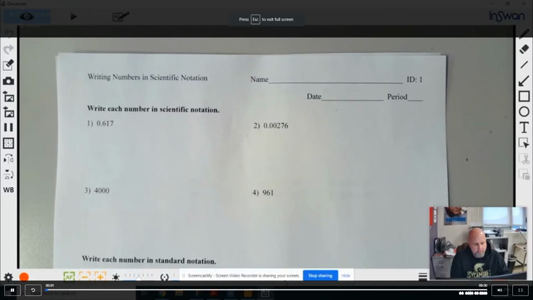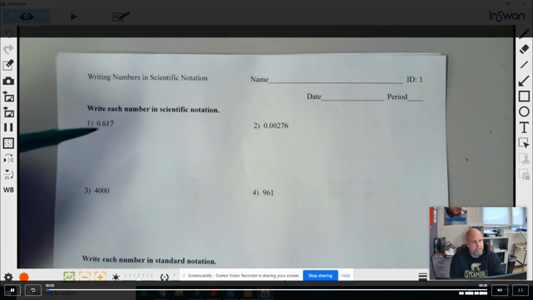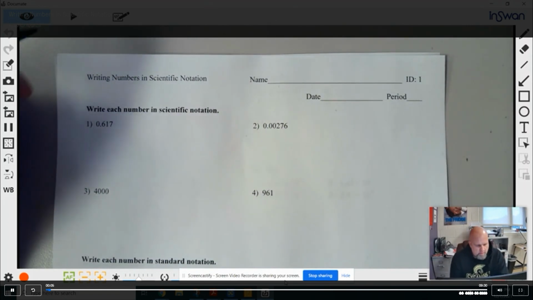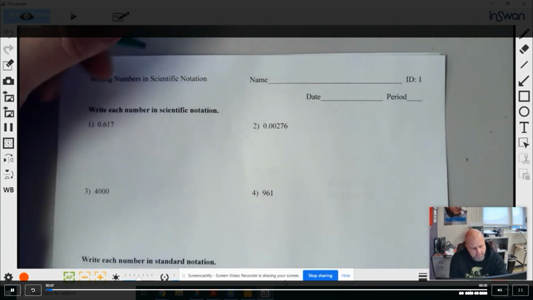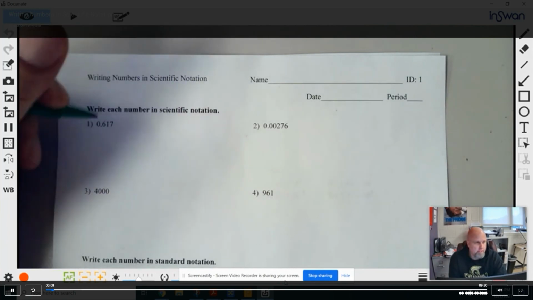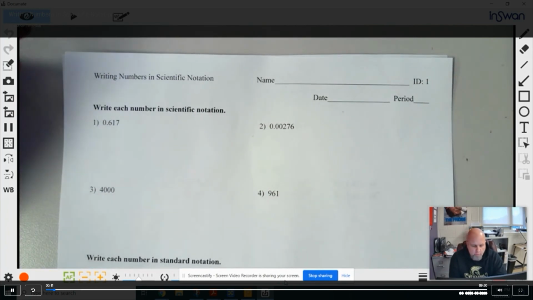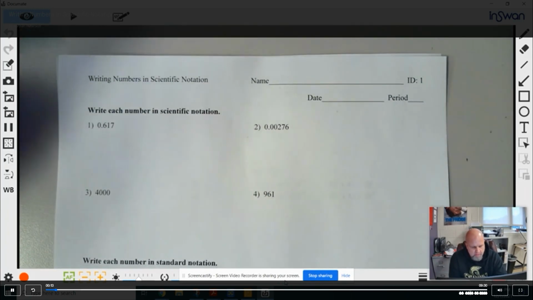All right, for today's lesson, you're going to get the sheet that says writing numbers in scientific notation. Scientific notation is just a special way that we represent very large numbers or very small numbers.